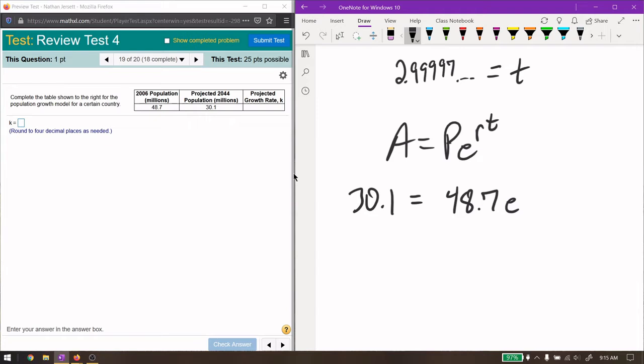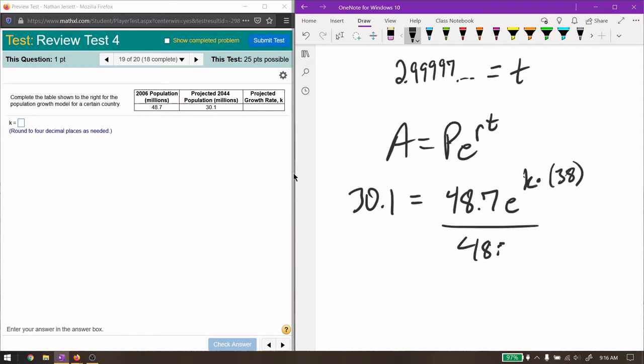That's the P. And the rate normally stands for interest rate. In this case, it's growth rate. We'll write that as K, multiplied by the T in time. The time is from 2006 up to 2044, which is 2044 minus 2006. It's going to be 38 years. So T is 38.